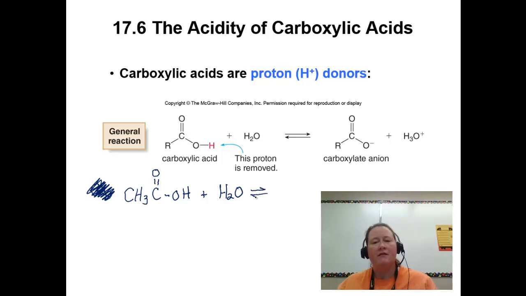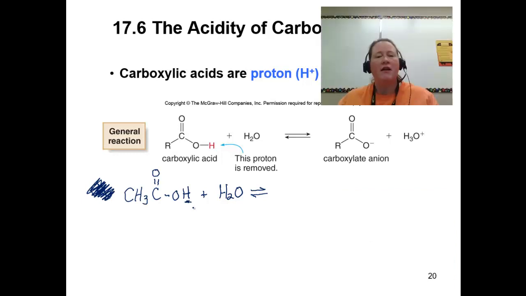And again, this is in equilibrium. An equilibrium will be produced in which a small amount of this dissociates. And this is the hydrogen right here that's going to get donated. An acid is a proton donor, so this hydrogen is going to get added to the water, which makes this the proton acceptor. The proton donor is the acid. The proton acceptor is the base. So in this case, water is acting as a base.